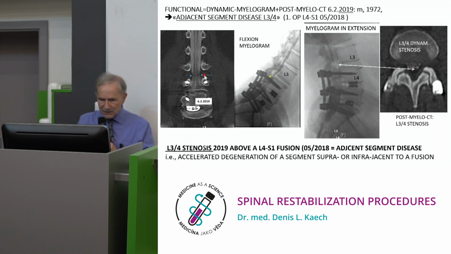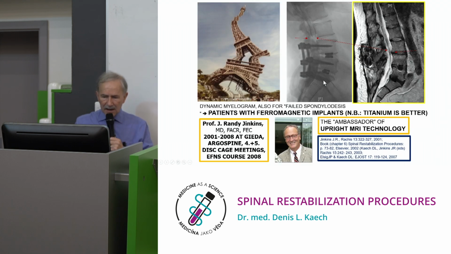You see the contrast medium here, 3, 4. Here, it's bulging here, it's slimmer, and in retroflexion, the contrast medium doesn't go through. So this is a myelographic stop, and here no filling of the thecal sac here behind. So this is adjacent segment disease.